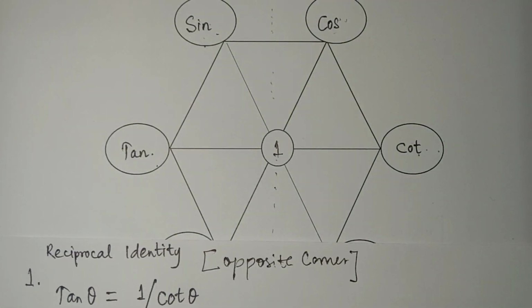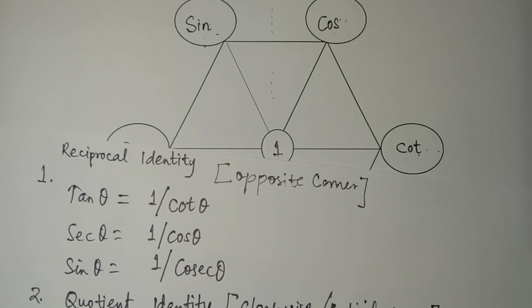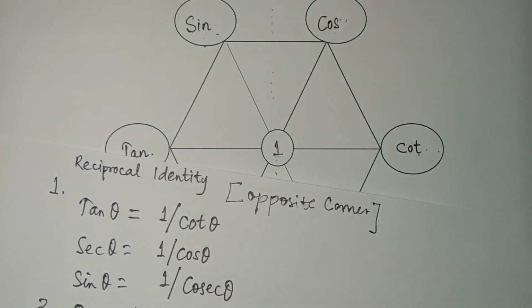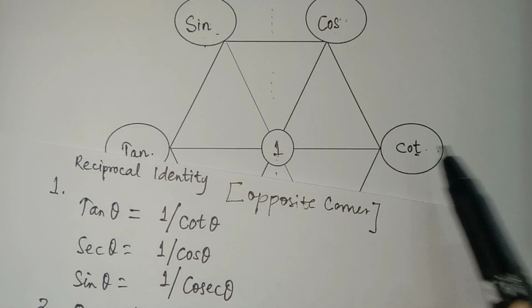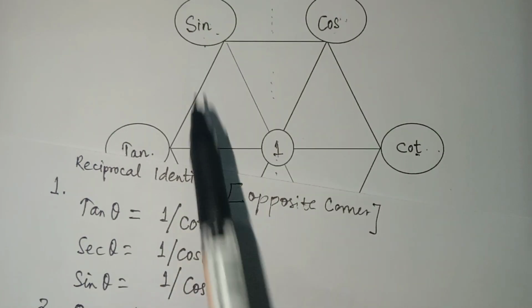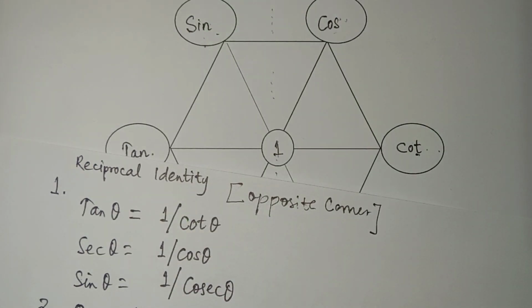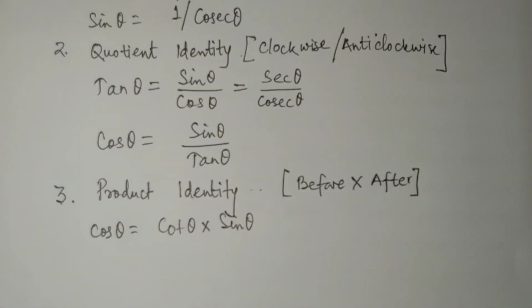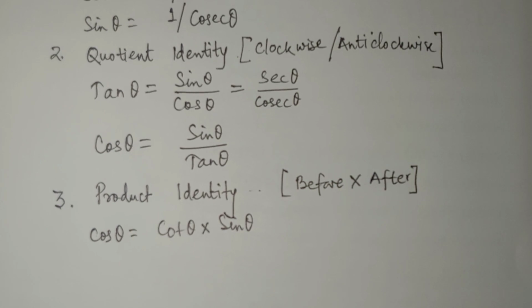So I'm going to write here that before into after. So here, if I check cos theta, the before one is cot theta into my after one is sin theta. So hence cos theta equal to cot theta into sin theta. I believe you understood this.